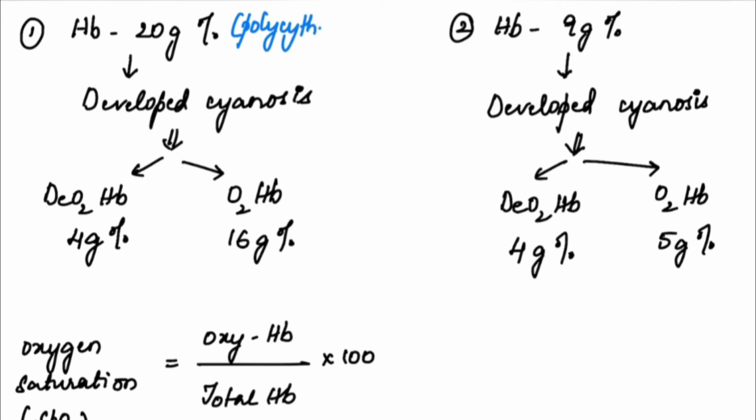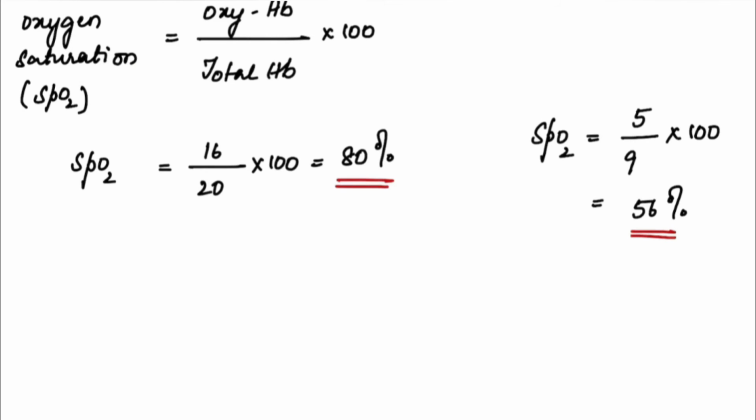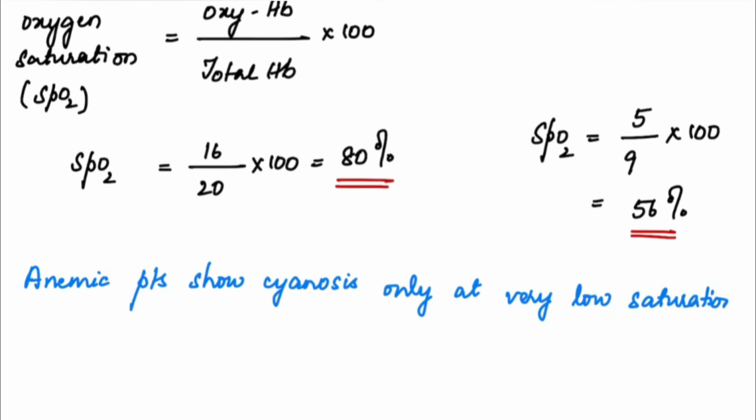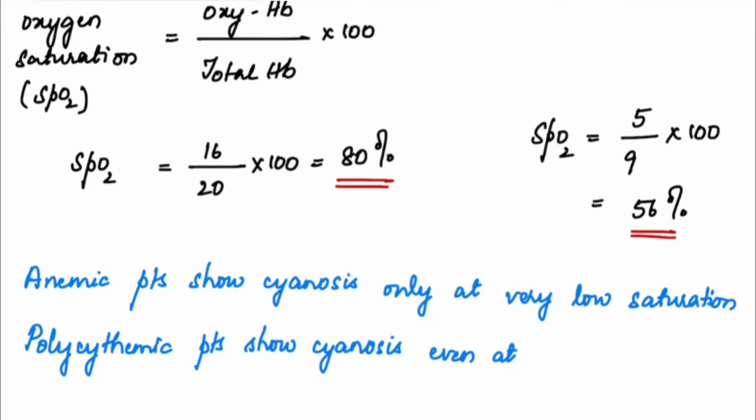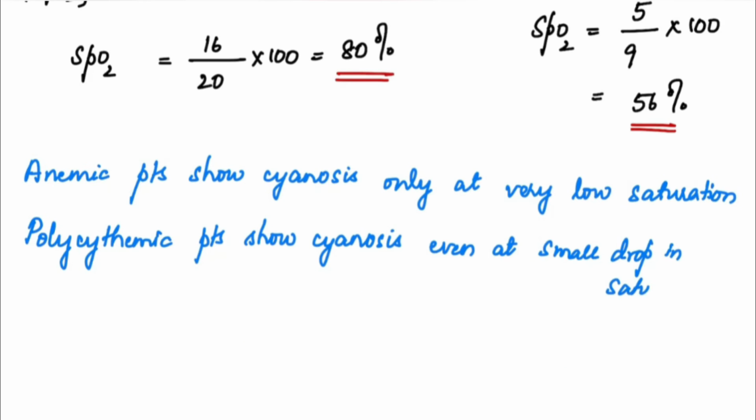The first patient has polycythemia and the second patient has anemia, and the first patient developed cyanosis at a saturation of 80%, the second patient developed cyanosis at a saturation of 56%. So can you infer something from this? So anemic patients show cyanosis only when there is very low oxygen saturation, but polycythemic patients can show cyanosis even at a small drop in saturations.